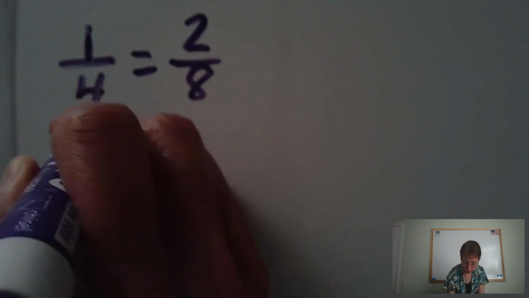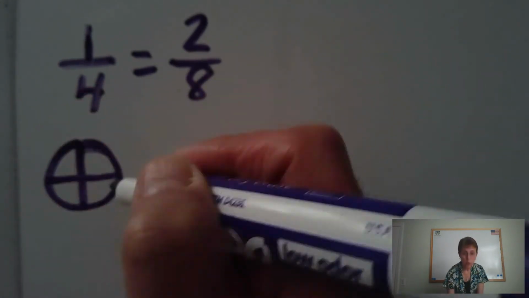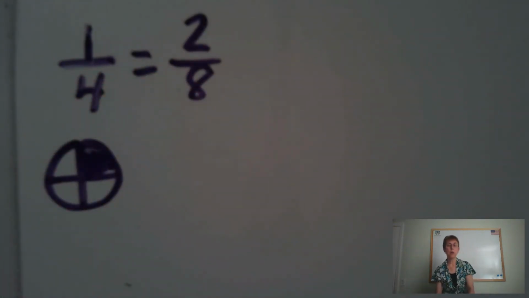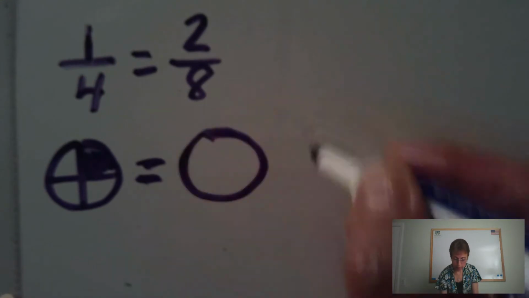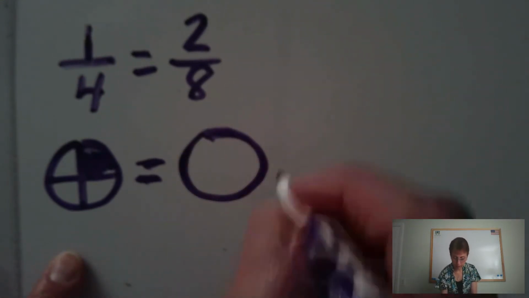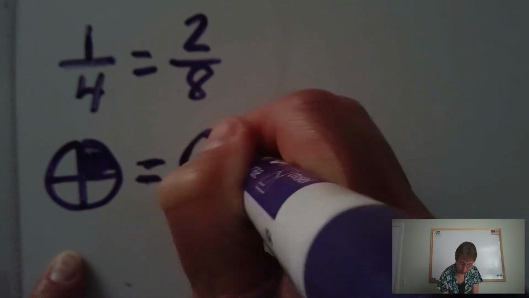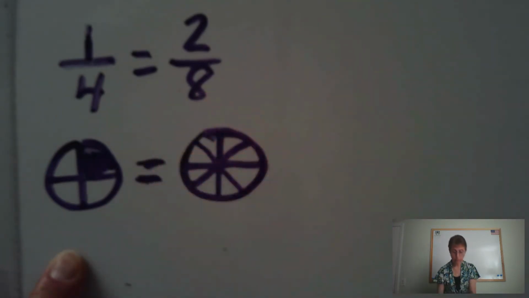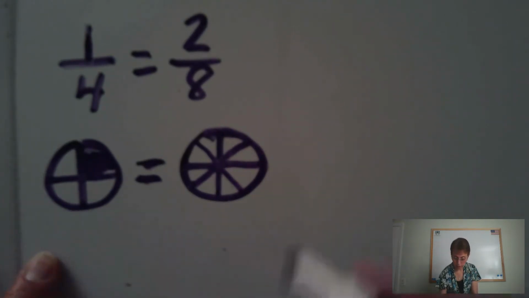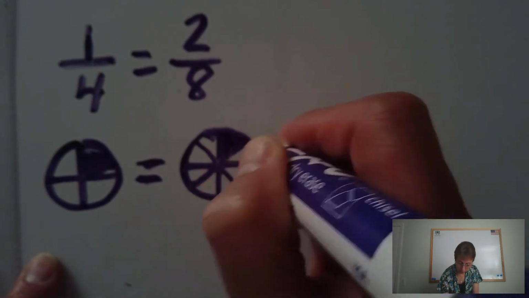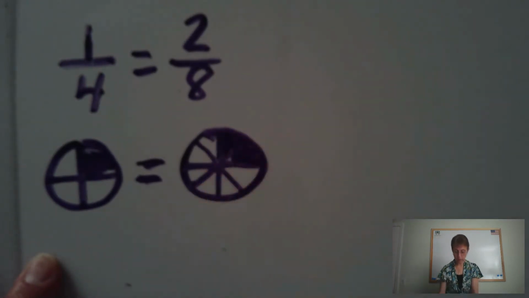So here we have a circle divided up into 4 equal parts. One of those parts would be shaded in. There's our 1/4. Well, we want to show that that equals 2/8. So again, equal sign. Draw another circle. It should be pretty much the same size as the first. We're going to now divide this circle up into 8 equal parts. And we want to show that 2 of those parts is the same as one of these. So we color in 1, 2 out of the 8 parts.